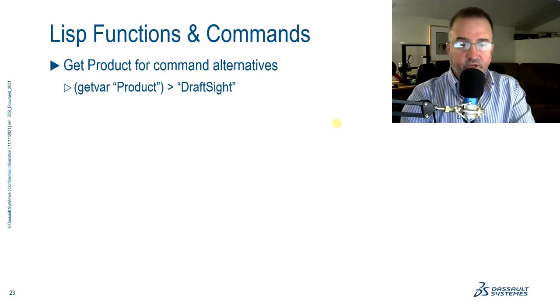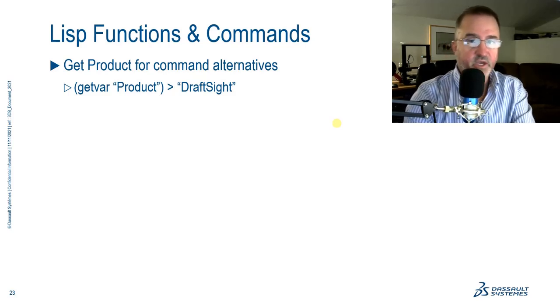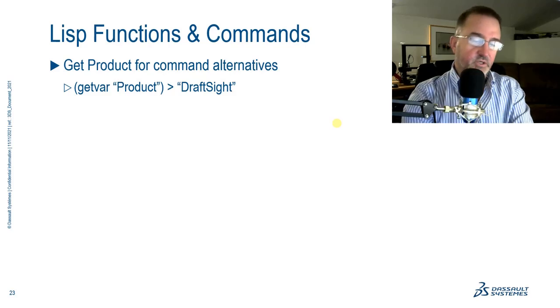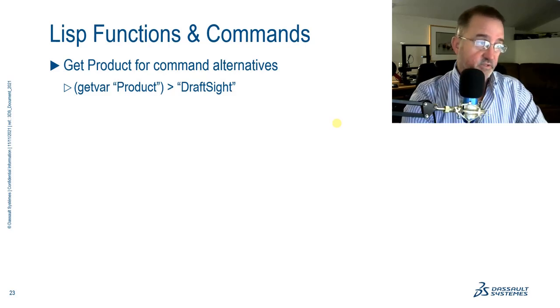Now, sometimes we need to create Lisp routines that have to function in multiple CAD programs. If you have that situation and you want to run a different sequence of events if you're in DraftSight, then you can simply getvar the product name and it will retrieve DraftSight. So I often use this in different CAD programs so that I can do the behavior a little differently if it's required for me to execute that series of commands.